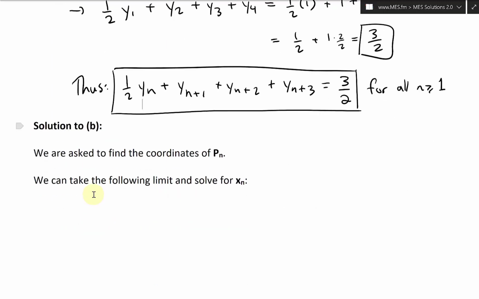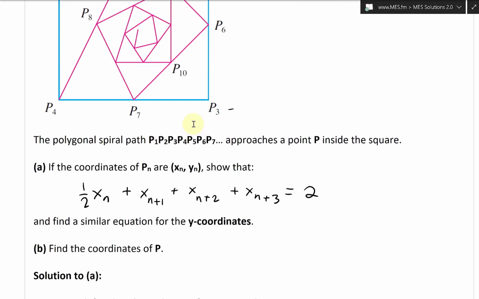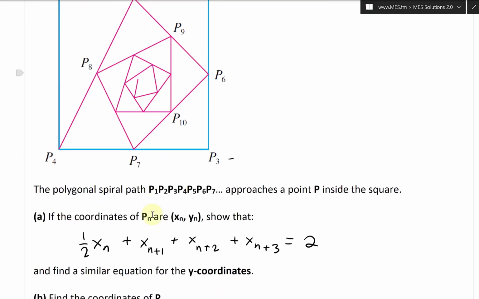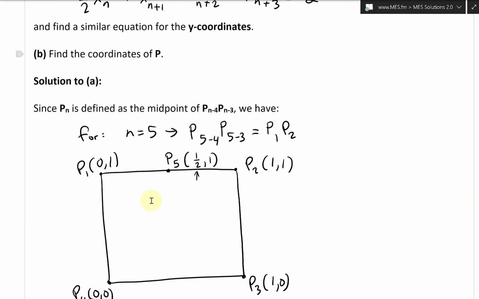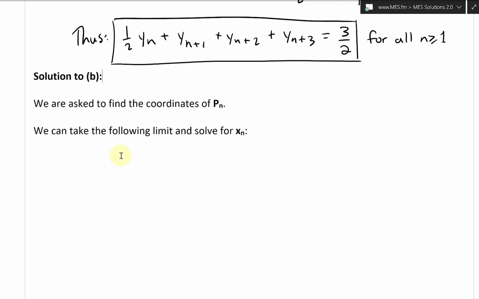Now let's look at the solution to question B. If we scroll up to question B, this states, find the coordinates of P, so in other words, when n approaches infinity. Alright, so to solve this, it's actually fairly straightforward.